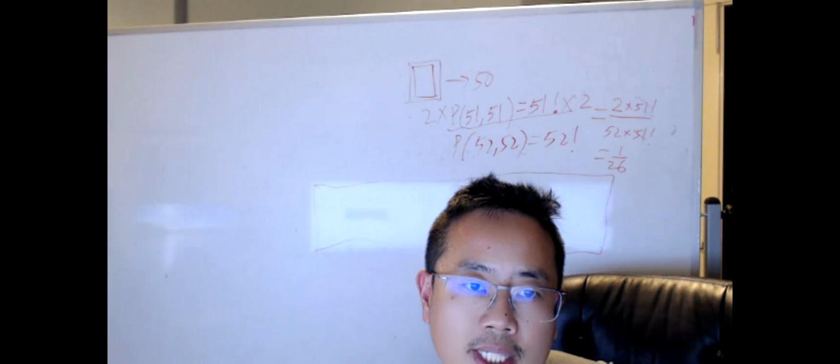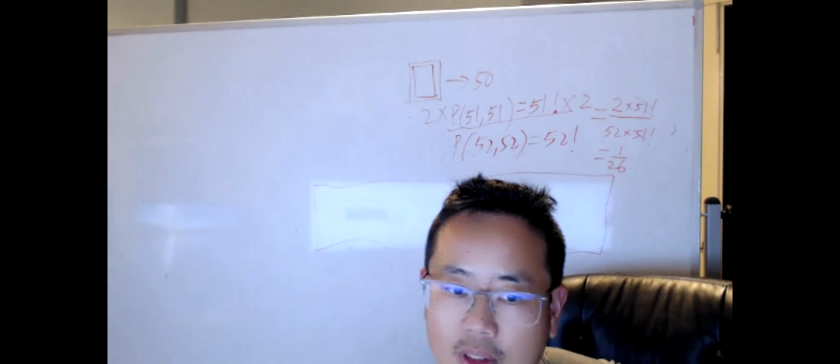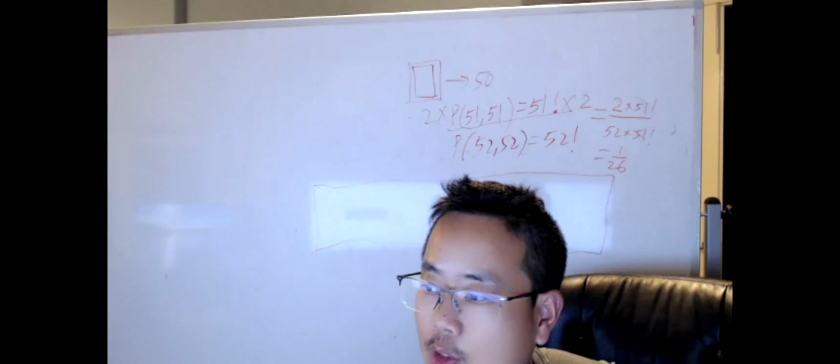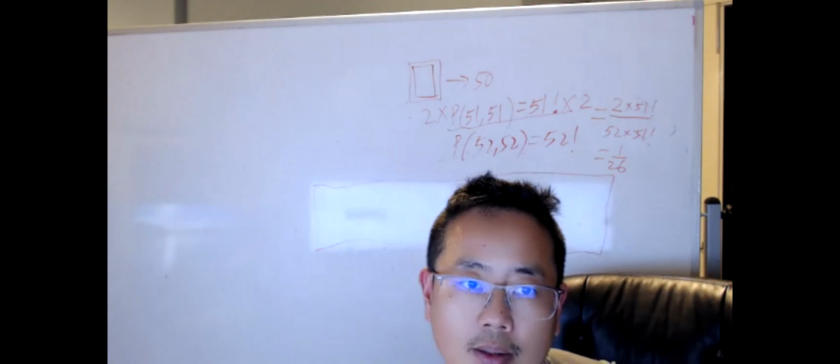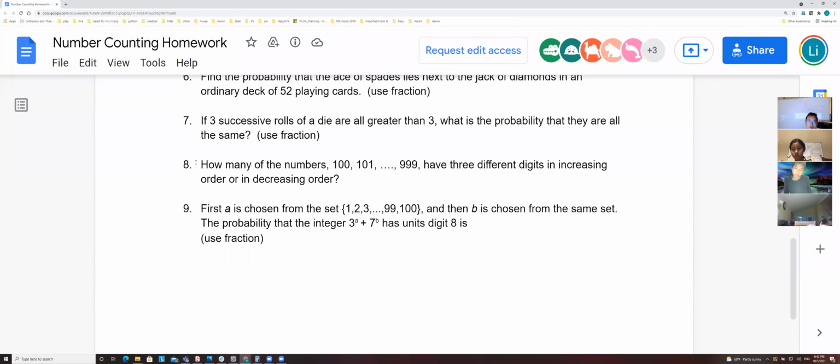Okay, 7. 3 successive rolls of a die. Maybe I should reshare. Got it. So 7, 8, 9. We should try to finish these 3. 3 successive rolls greater than 3. What is the probability that they are all the same?